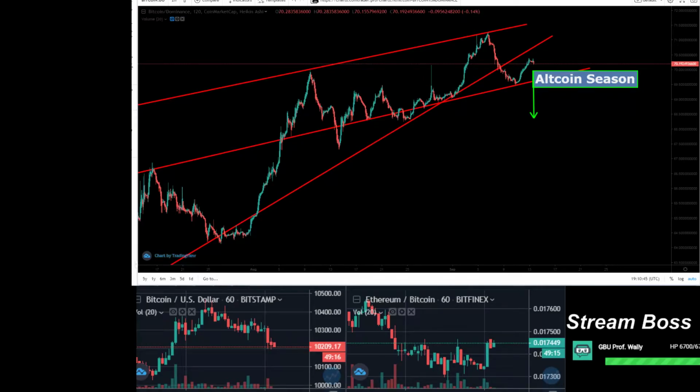So we'll take a look at the setup that we have here. We've got the main screen here. Down below the main screen, we've got the price of Bitcoin, and I think it's the 1 hour time frame, so that we can watch that. Then we have the price of Ethereum versus Bitcoin, so we can watch those two as we're live. On the right hand at the bottom, we have the stream boss, GBU Professor Wally. Thank you very much for supporting this channel. Over on the far side, we have the chat.